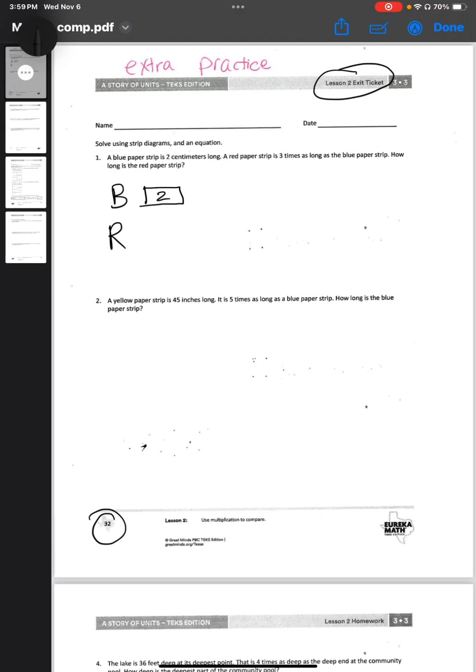So my equation here would be a red paper strip is 3 times as long as the blue. Well, I know what the blue is. The blue is 2 centimeters. Therefore, the red is 3 times 2. 3 times 2 is 6. So when it asks how long is the red paper strip, it is 6 centimeters long.